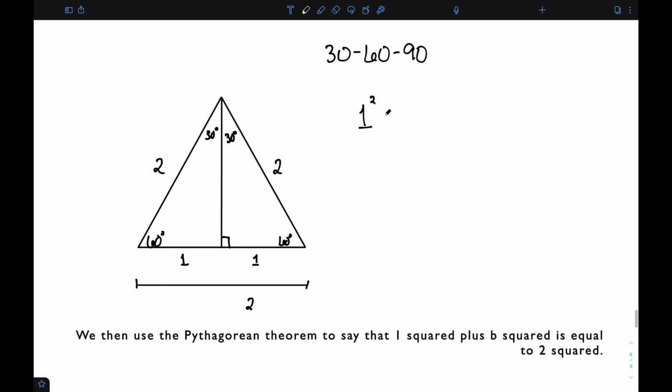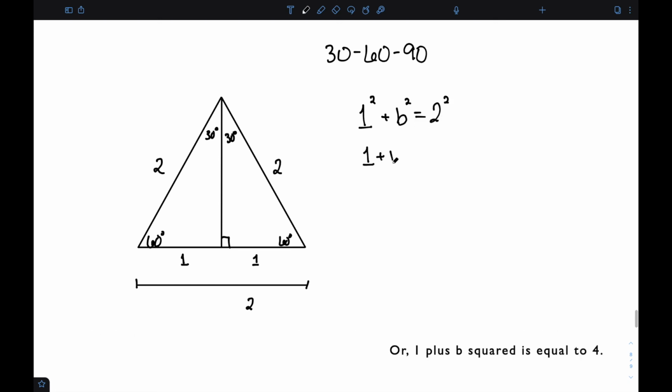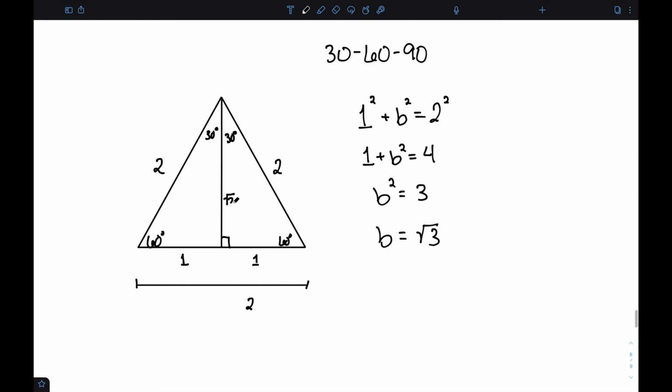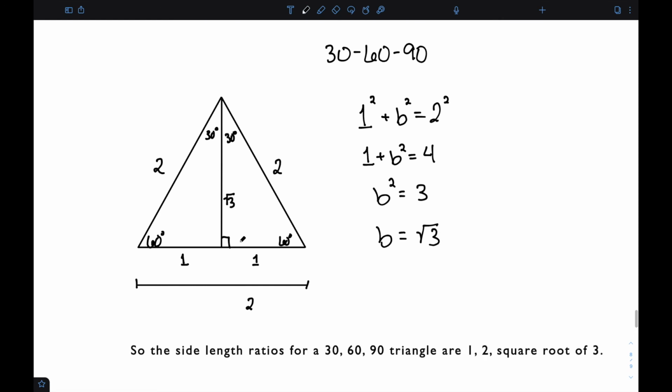We then use the Pythagorean theorem to say that 1 squared plus b squared is equal to 2 squared, or 1 plus b squared is equal to 4. I can subtract 1 from both sides to get that b squared is equal to 3, or b is equal to the square root of 3. So the side length ratios for a 30, 60, 90 degree triangle are 1, 2, square root of 3.